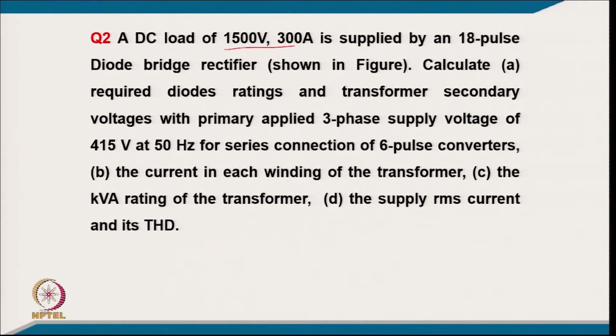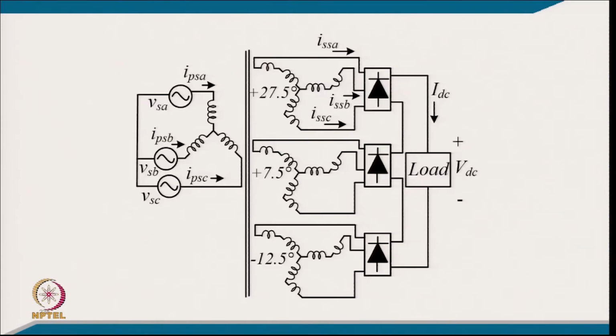Now, coming to a second example, a DC load of 1500 volt 300 ampere is supplied by 18 pulse diode bridge rectifier. Calculate the required diode ratings and transformer secondary voltage with primary applied 3 phase supply voltage of 415 volt at 50 hertz for series connection of 6 pulse converter, B the current in each winding of the transformer, C the kVA rating of the transformer, and D the supply RMS current and TAD.